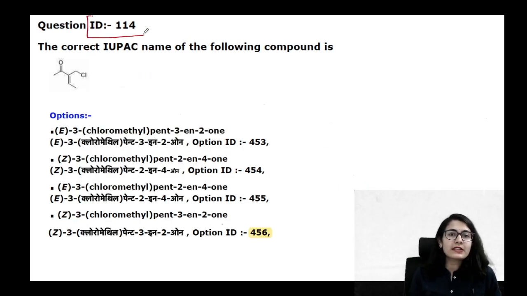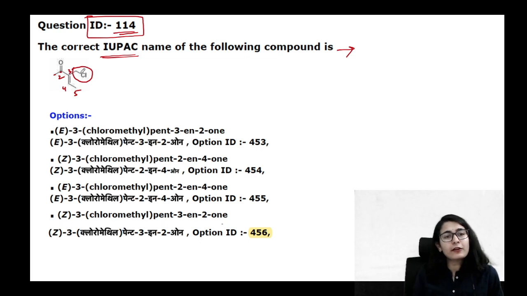Another beautiful question, guys. ID 114. Correct IUPAC name of the following compound is. So it's very easy, guys. You just have to find out the E and Z nomenclature over here. Other than that, it's a very simple question. So see, it is 1, 2, 3, and 4 and 5. So obviously we are going to go with the largest chain which has the double bond. Alright, so you are going to have this as the substituent. Why? It's just a chloromethyl group and the double bond is there in the chain absolutely. So this is going to be the longest chain.